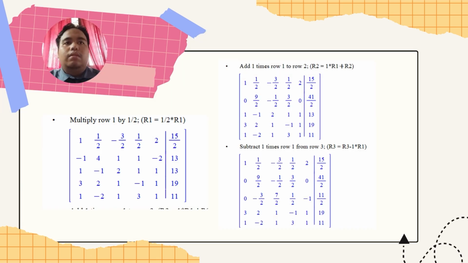The first step in Gauss-Jordan is to create a leading one in the top left corner of our matrix. We achieve this by multiplying our first row by 1 over 2. Once we have the leading one, we use it as a pivot to eliminate, or zero out, the element directly below it in the first column. We do this by adding row 1 to row 2 and subtracting row 1 from row 3.